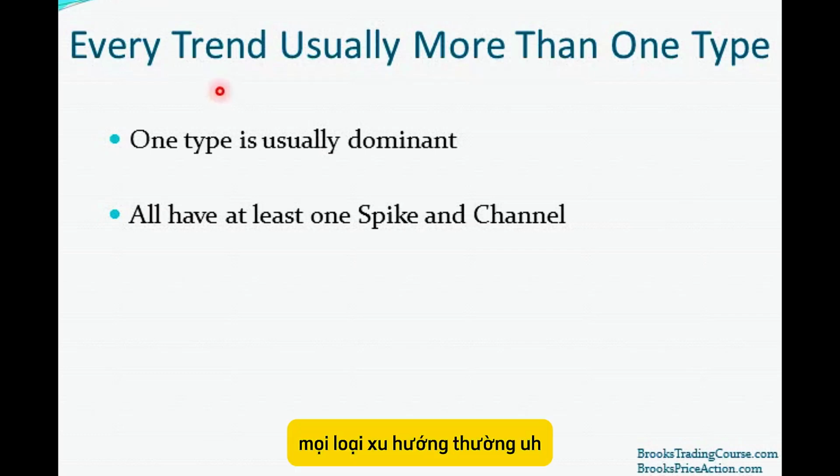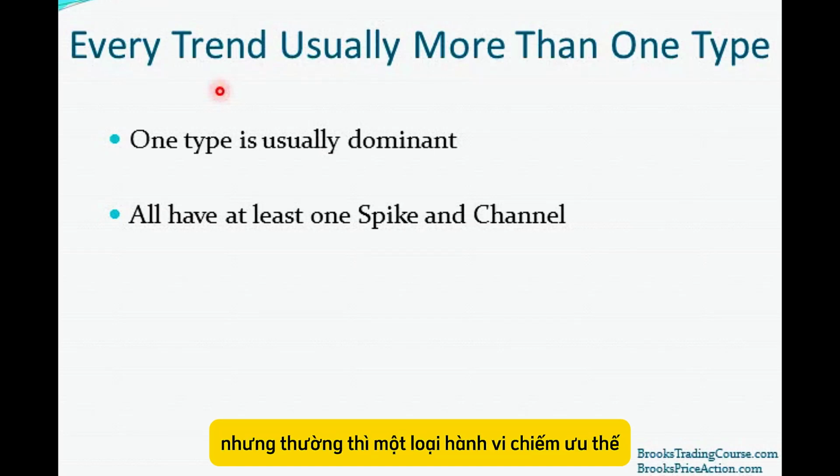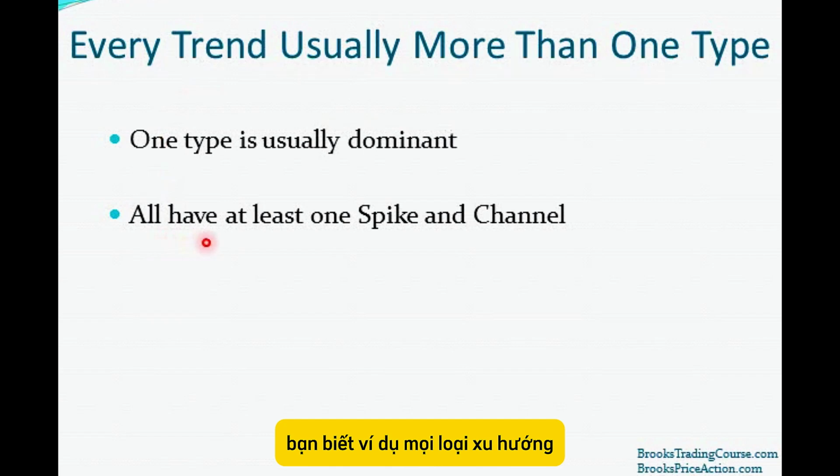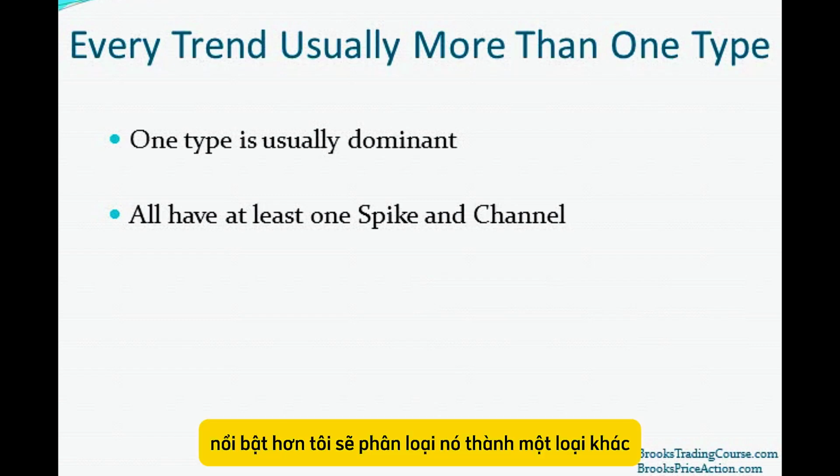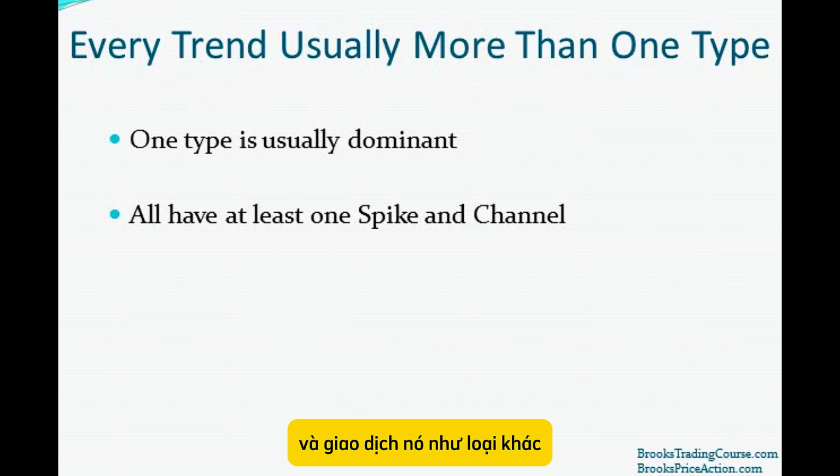Every type of trend usually can be classified as another type as well, but usually one type of behavior is dominant. For example, every type of trend has at least one spike and channel in it, but if other characteristics are more prominent, I would classify it as another type and trade it like the other type.